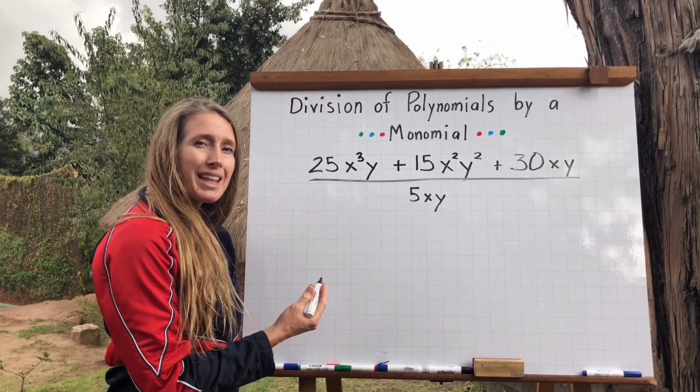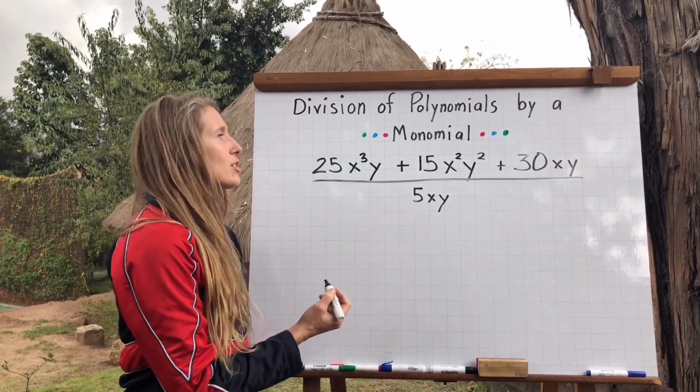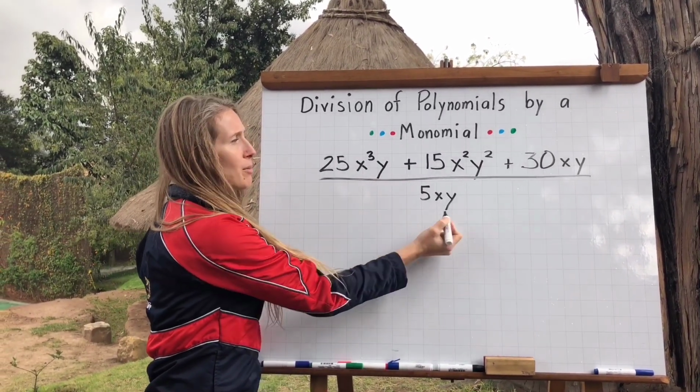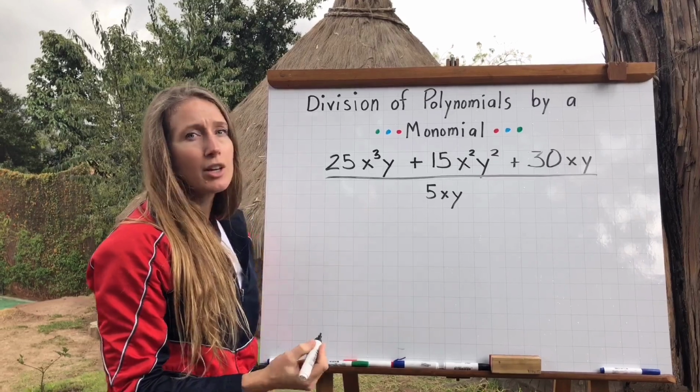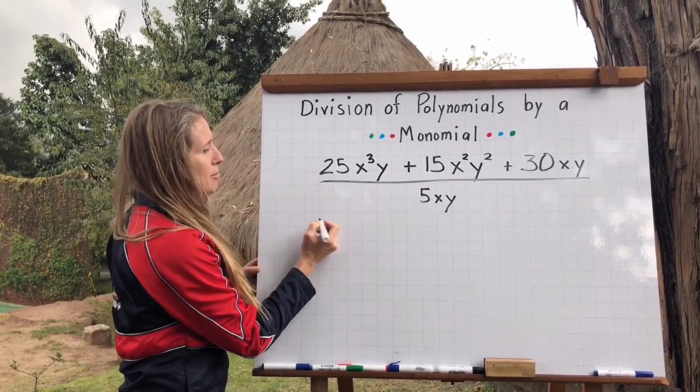Here we have an example that is slightly more complex. As you can see, it is multivariable, and we also have the variables in the denominator. So we just follow the same basic steps.